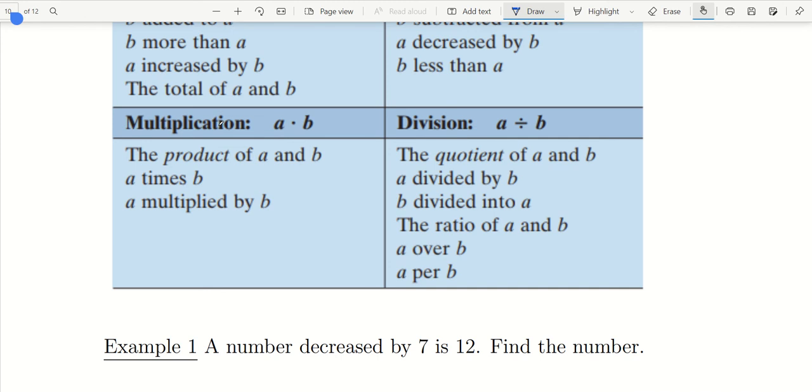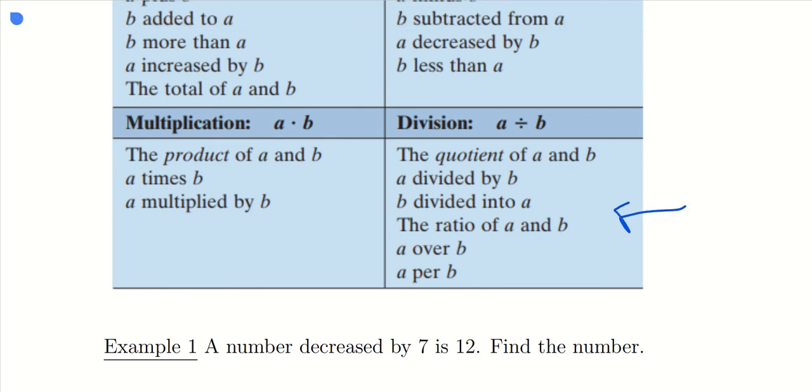For multiplication, sometimes we'll just say multiply, sometimes we'll say times, or the word product, all of which mean multiplication. And for division, some of the synonyms are quotient, A divided by B, B divided into A. We could even say the ratio of A and B, A over B, or A per B is another common one. Another phrase that I like that's not on here is split evenly. So if you're taking something and dividing it up or splitting it evenly, this also indicates division.